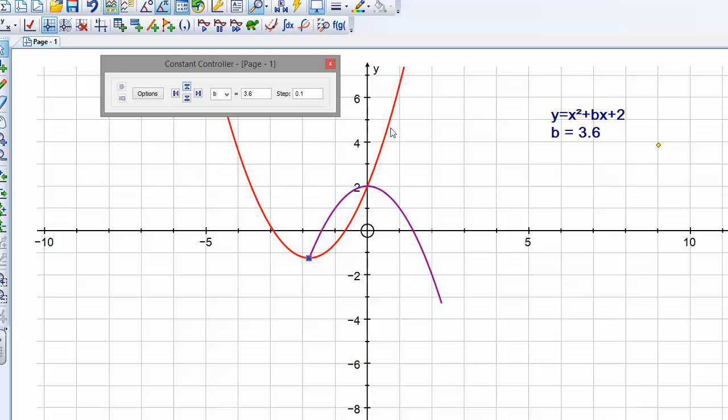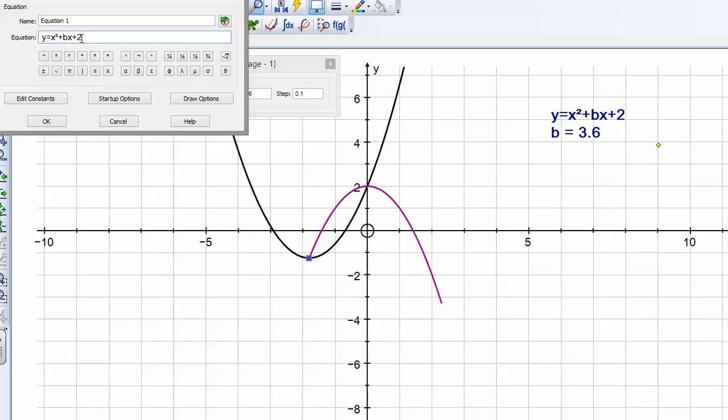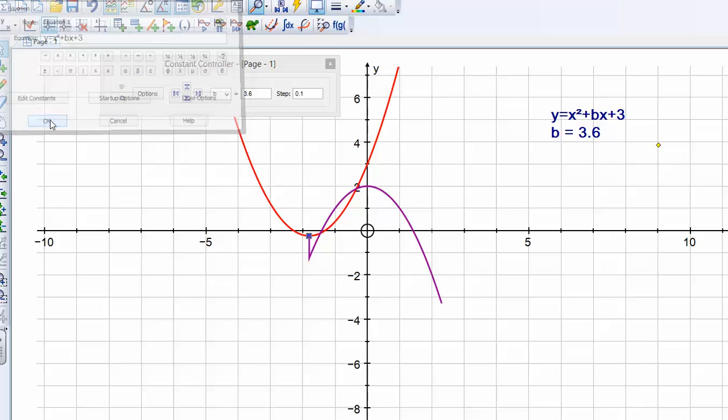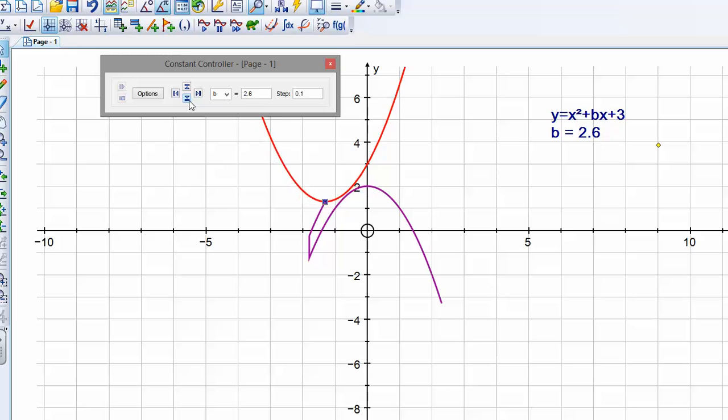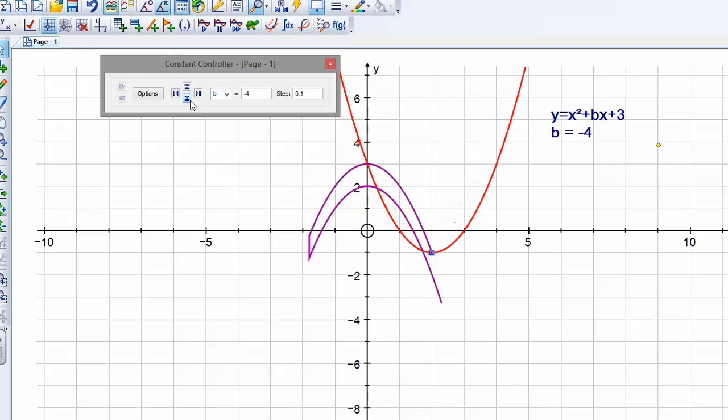Now, if I change it to plus 3, what happens? I'm now going to change the b value again. And it forms another path.